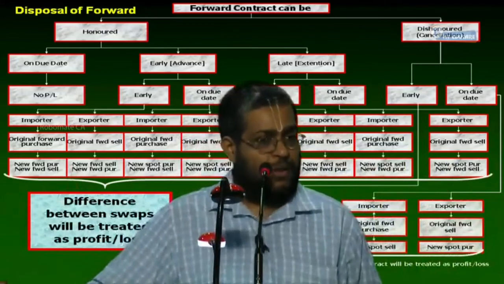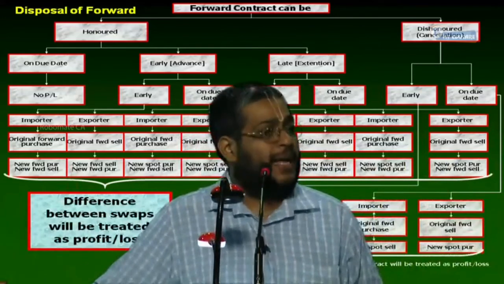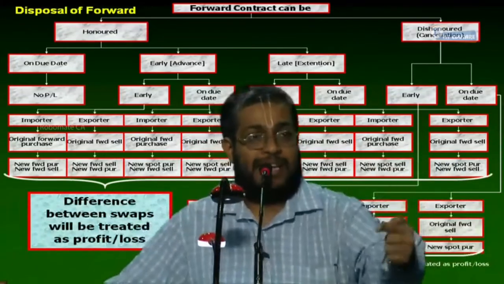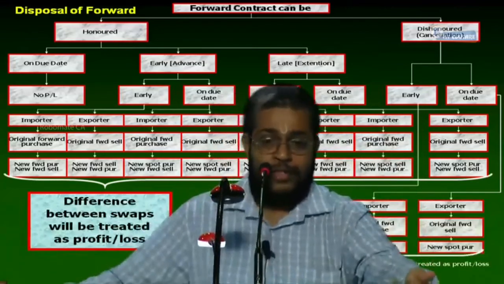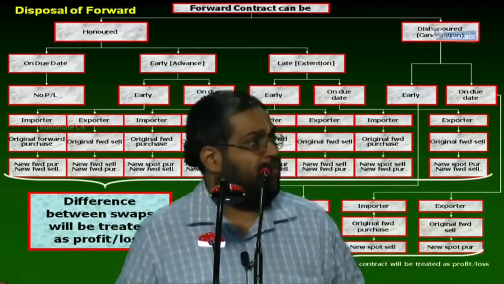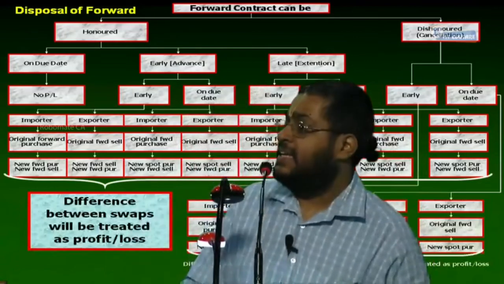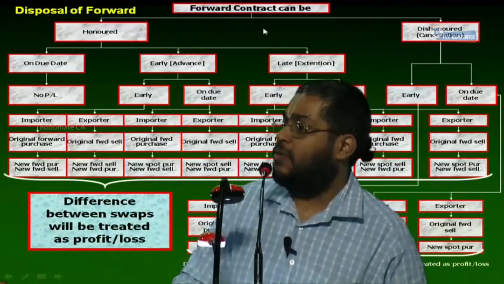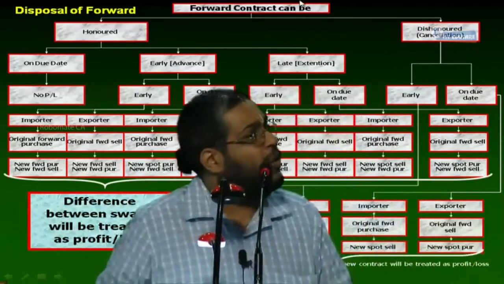The forward matures on 1st April, but I want to make it 1st May now. I want to extend. The extension can be done on the due date of the forward or before the due date of the forward. Is it possible or not? In that case, extension early or on the due date. Everybody following what I am saying?